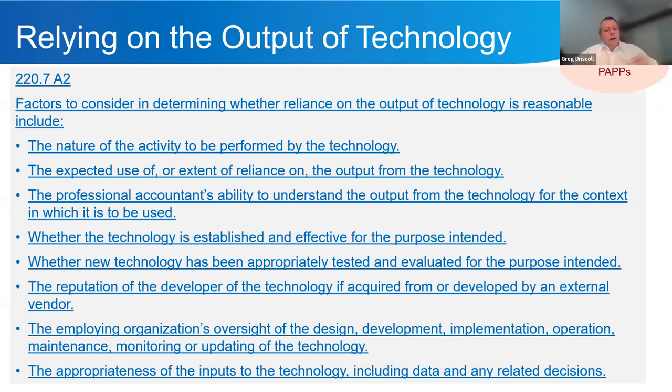And again, this paragraph here on the slide is 220.7 S2 from Part Two. The companion paragraph in Part Three is 320.10 A2. So that covers the ethical revisions, or the proposed revisions to the ethical standards. And I'll turn it back over to Rich to kick us off with a discussion of the proposed revisions to the International Independence Standards.